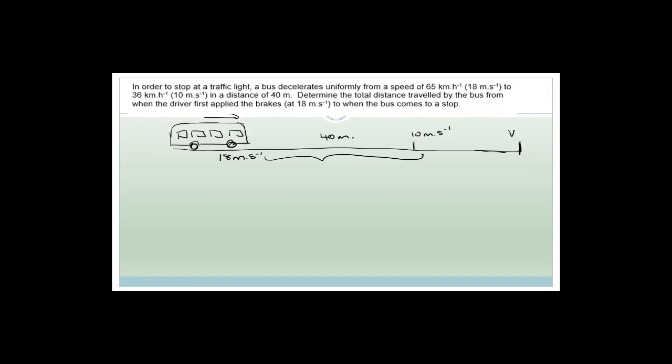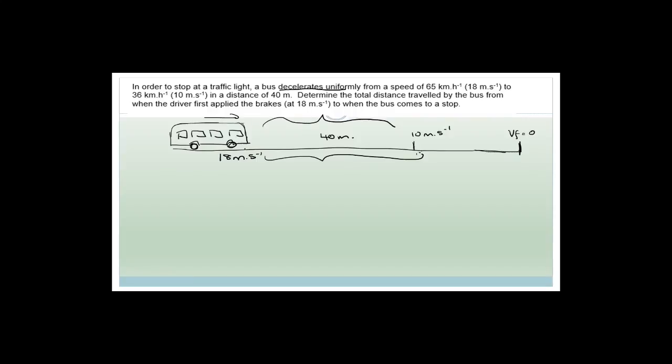So then the final velocity here is zero. So we're going to assume there's a constant deceleration all the way through. It doesn't just stop doing a constant deceleration when it gets to 10 meters per second; it's decelerating uniformly all the way through from the 18 to the final velocity of zero. So what we need to do is work out the acceleration during this bit here, because that will be the same as the acceleration over the whole bit. And then we can work out other things.